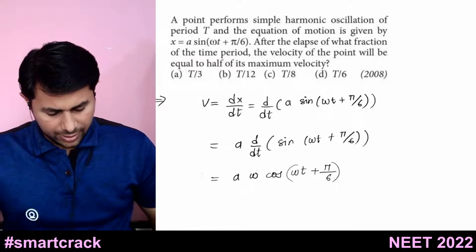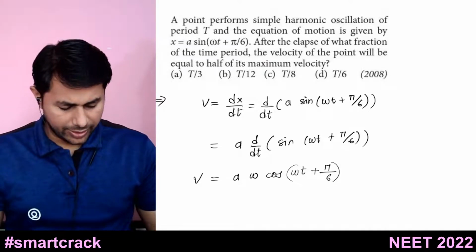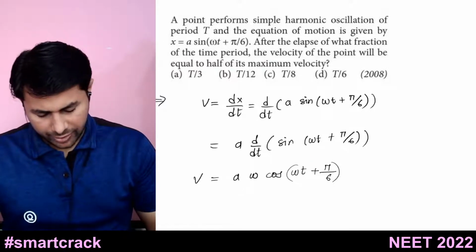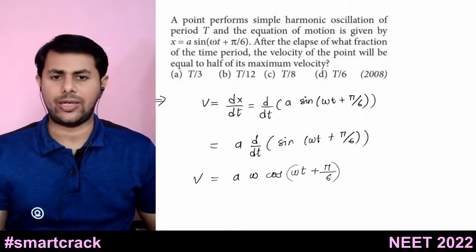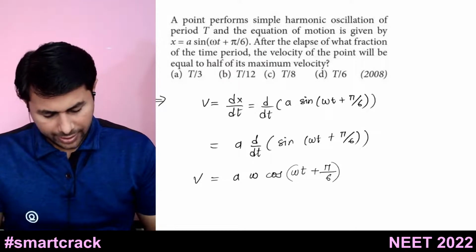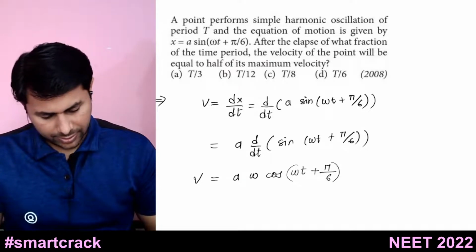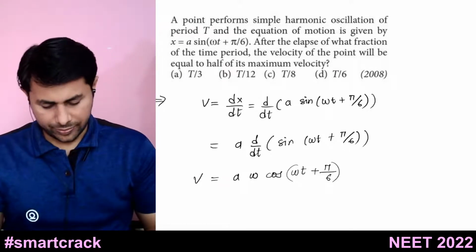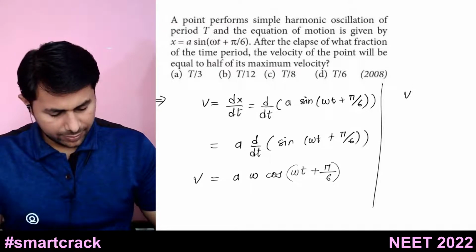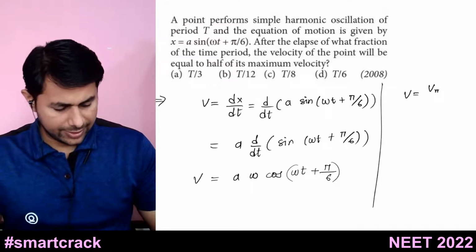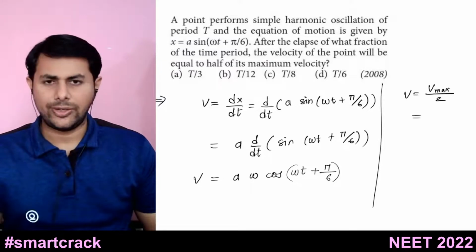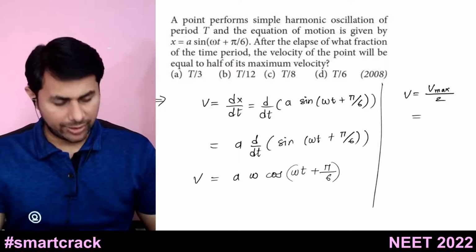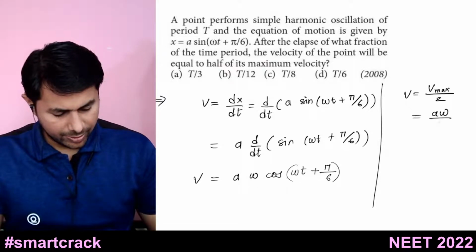So this is v, and we want the time t when v is equal to half of its maximum value. So v is equal to v max upon 2, the maximum value divided by 2. What is the maximum value? The coefficient of this cos term that you see here is the maximum value. So it is A omega upon 2.